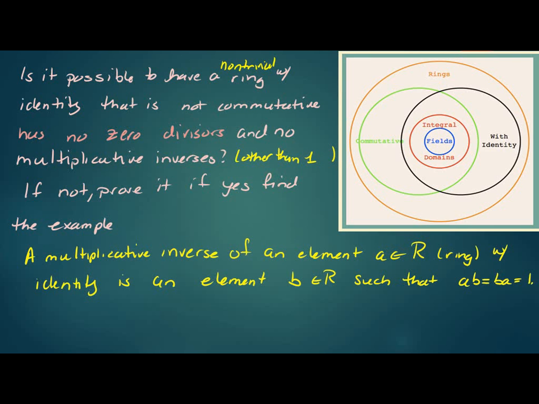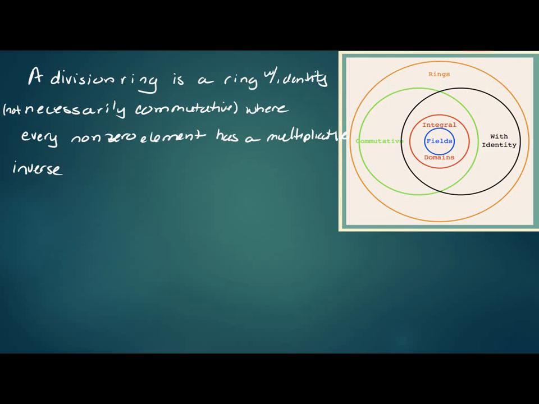A multiplicative inverse of an element is just like the additive inverse of an element. It's something that turns you back to 1. So for example, it's an element B such that A times B equals B times A equals 1. I'm loading you up with definitions. A division ring is a ring with identity, doesn't have to be commutative, where every non-zero element has a multiplicative inverse. That's SL2.